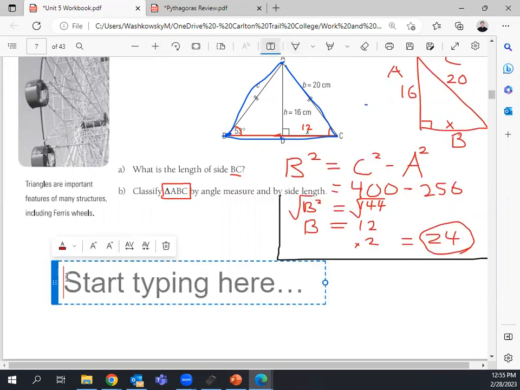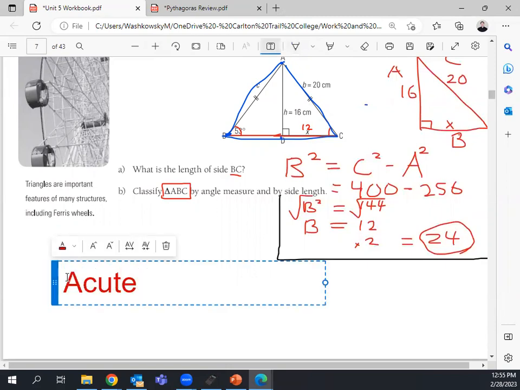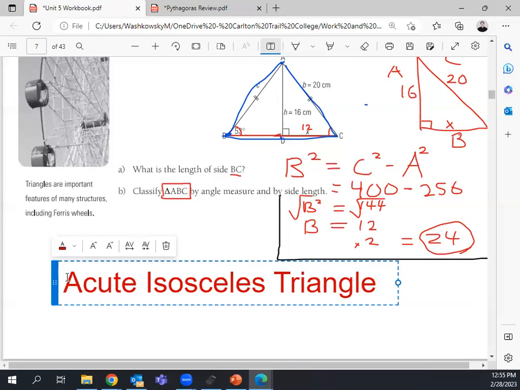So classify this by angle measure. It's an acute triangle. It's also a what triangle? That's on page 180 now. So I've done the angle measure. Now I want to do the side length. Isosceles, yes. So it's an acute isosceles triangle, and that's it. Boom, you're done. Angle, side, triangle.